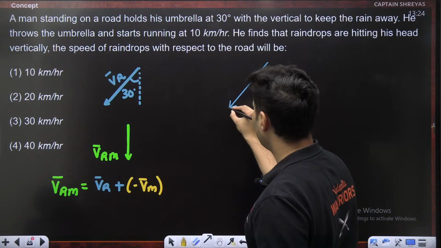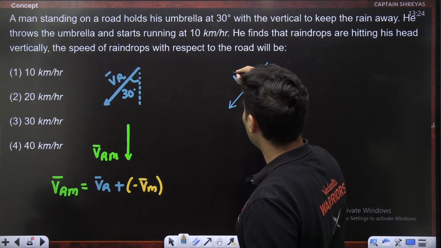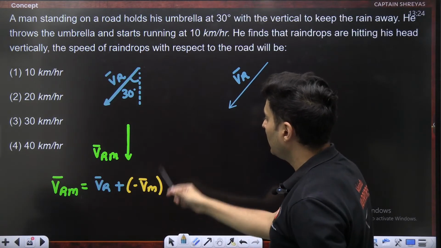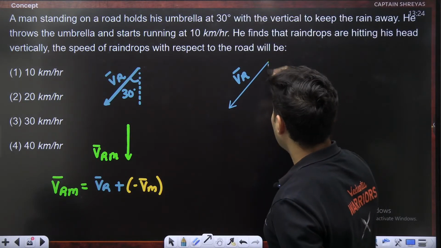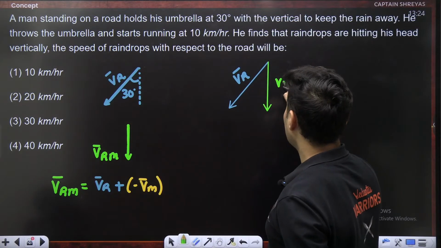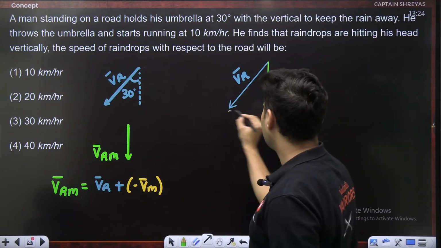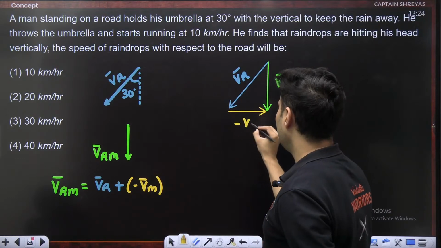Take this VR vector over here. Is that okay? I will add to it another vector to get VRM. I want VRM, right? So VRM is over here. Perfect. The only way I can do that is by placing this negative VM vector over here.